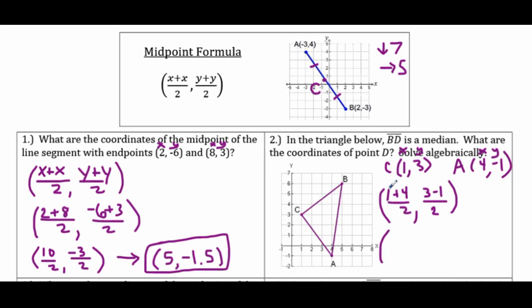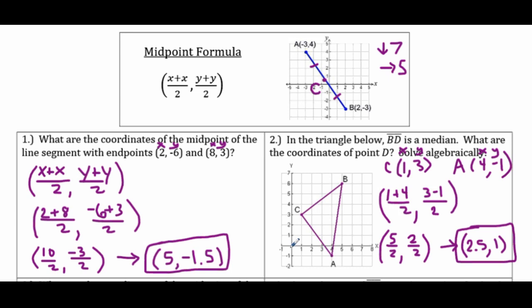Next step, add the numerators. 1 plus 4 is 5. Then 3 minus 1 is 2. Divide that down. 5 divided by 2 is, well, you can leave it as a fraction, or you can write 2.5. So (2.5, 1), since 2 divided by 2 is 1. So this is the midpoint of segment CA.